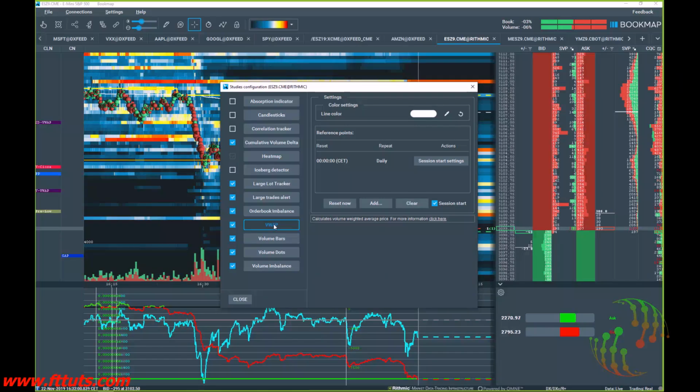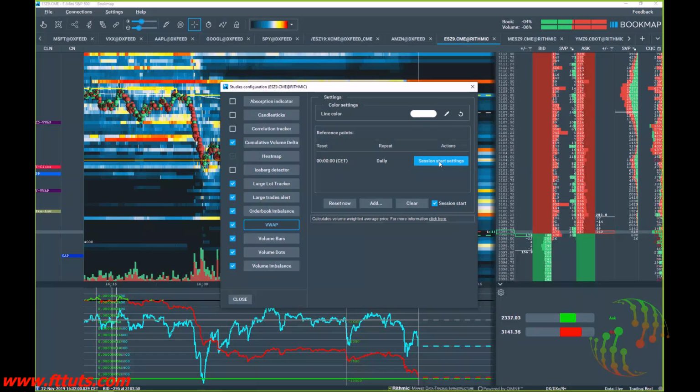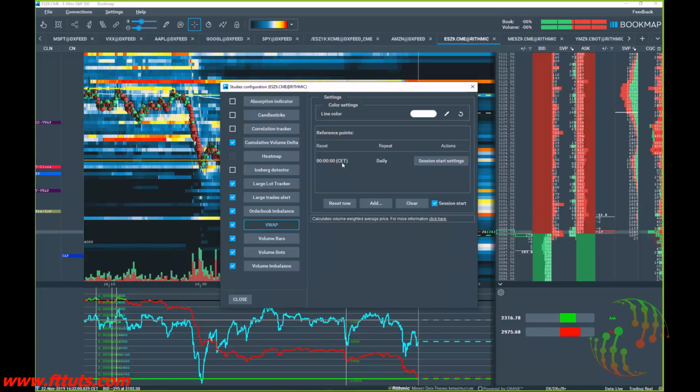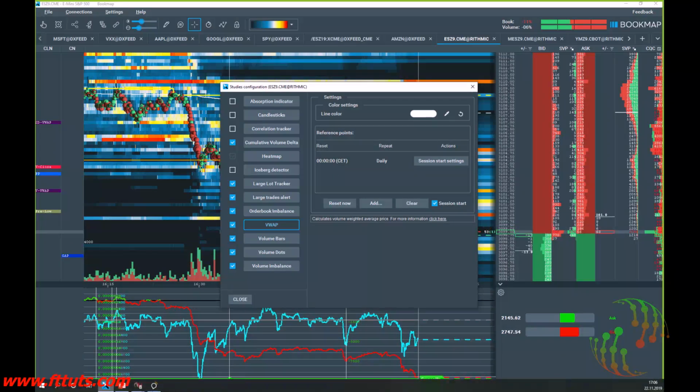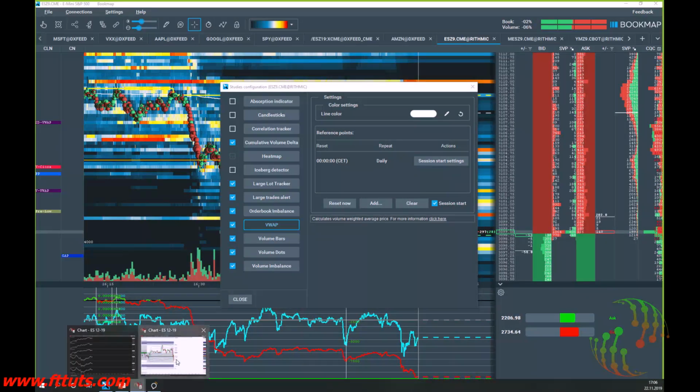in the studies configuration. So have a look here. Please set it according to your time. The session start at my time is 0 a.m. and I think it is 6 p.m. Eastern time. This should be, yes, this is the normal settings. It shows the VWAP correctly. It should have the same numbers.